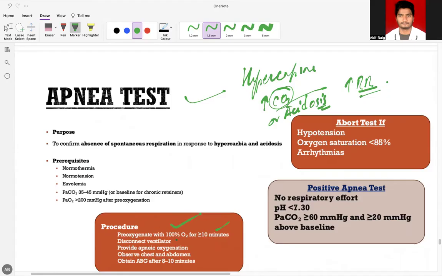Then you disconnect the ventilator and just provide normal oxygenation. Just 2 liters or 4 liters of oxygen is given to prevent hypoxia. Observe the chest and abdomen and obtain an ABG. Take the ABG after 8 to 10 minutes. If the patient is normal, there will be some respiratory effort.